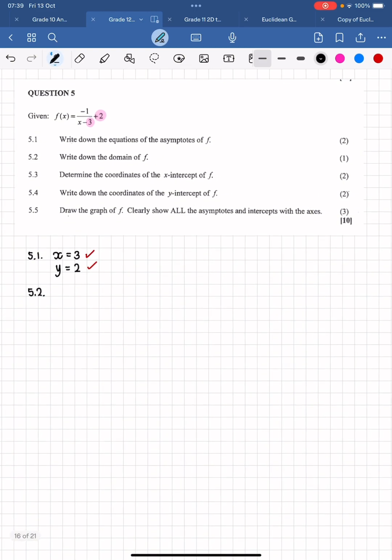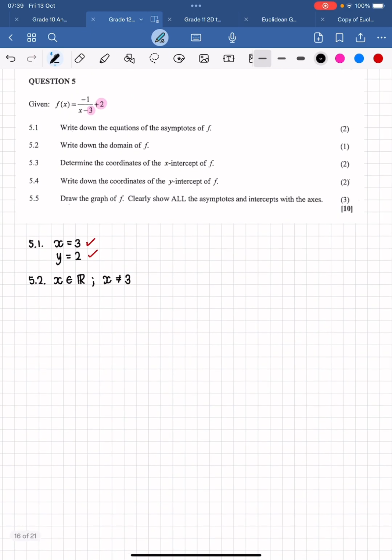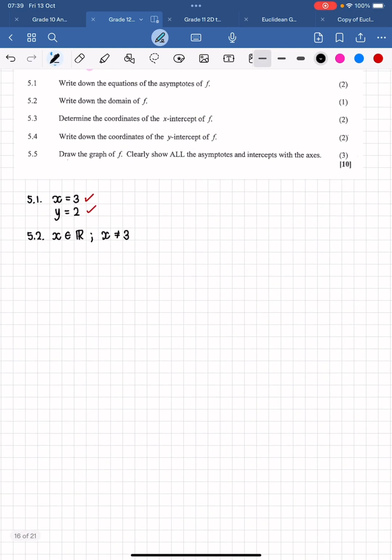Okay, the domain of f, we know that the domain is all x values. So for a hyperbola, it's always x is an element of the real numbers, but x cannot be equal to 3. So whatever that asymptote value is, you just exclude that specific value from the domain. All right, 1 mark for that.